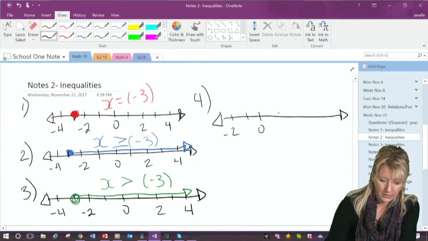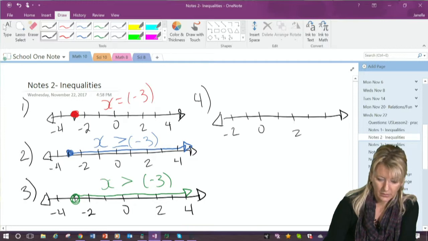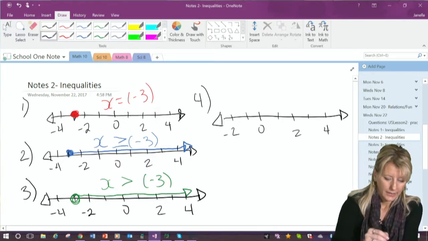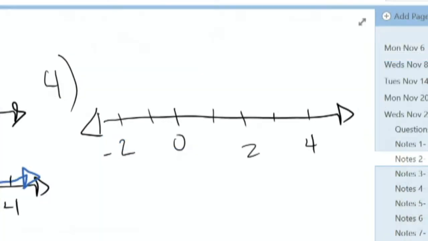We don't need to make this one as big, like so. And I will use blue again on this one. So I want you guys to try this one. I'm going to put a solid dot there, an open dot here, and draw a line across.